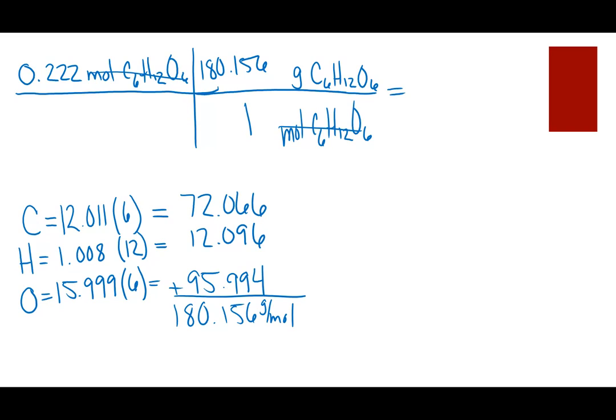So 0.222 times 180.156 tells me that 39.9 grams of glucose is formed.